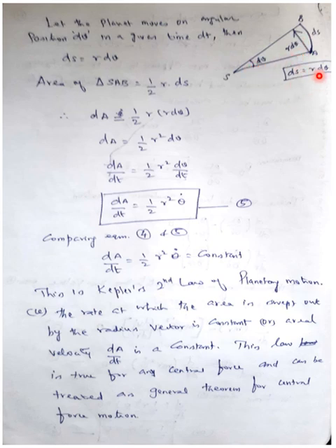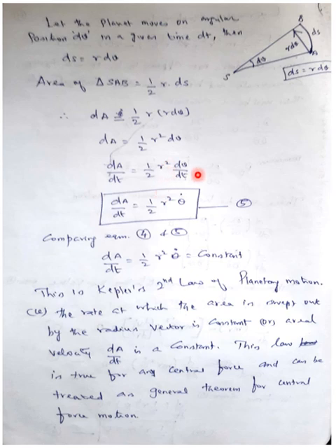Now compare equations 4 and 5. You will get half r²θ̇ in both. Therefore dA/dt is equal to half r² dθ/dt, which is half r²θ̇. Therefore, a planet sweeps out equal areas in equal intervals of time, that is, the areal velocity will be a constant one.